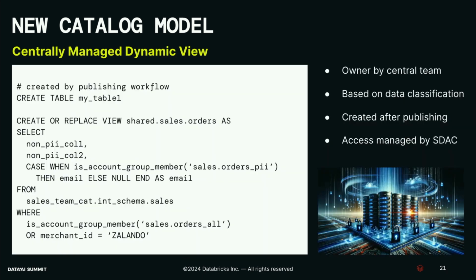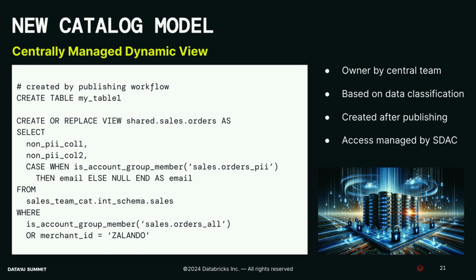So what does it look like? The table name doesn't match here, but you can create these views. If there are non-PII columns, you can just select them directly. But if there is a PII column, in this case the email address, you can only see it if you are a member of this account group called sales order PII. If you're not a member of this group, you will just get null values for the email address. And similarly, you see it in the where condition.